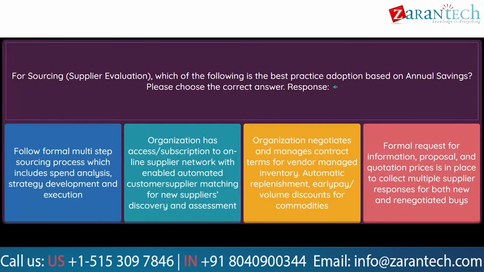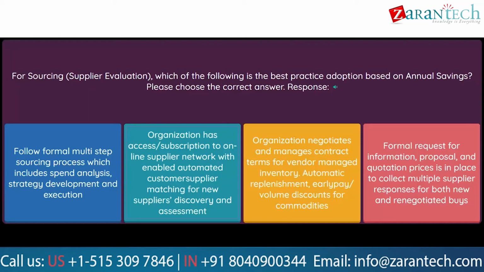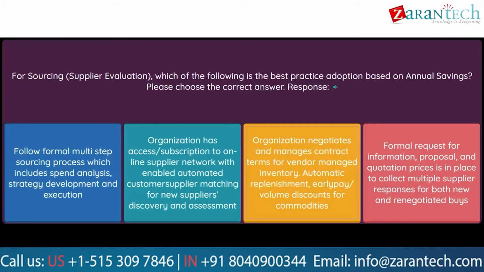Question: for sourcing, supplier evaluation, which of the following is the best practice adoption based on annual savings? Please choose the correct answer. Response: Option 1, follow formal multi-step sourcing process which includes spend analysis, strategy development, and execution. Option 2, organization has access/subscription to online supplier network with enabled automated customer supplier matching for new suppliers discovery and assessment. Option 3, organization negotiates and manages contract terms for vendor managed inventory, automatic replenishment, IRLA/volume discounts for commodities. Option 4, formal request for information, proposal, and quotation prices is in place to collect multiple supplier responses for both new and renegotiated buys.